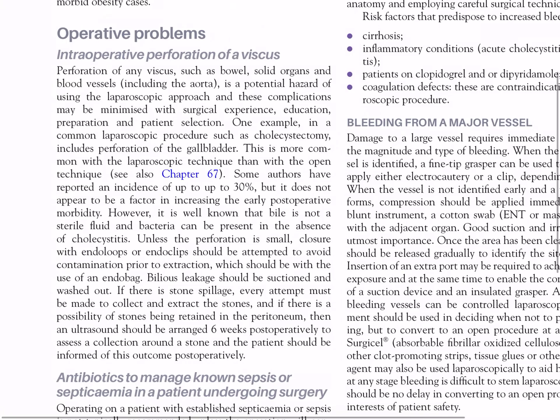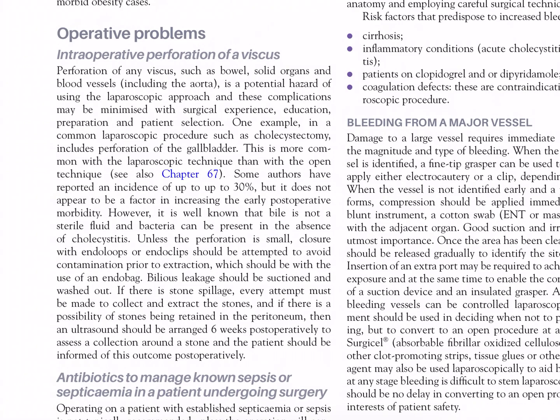Operative problems: intraoperative perforation of a viscus. Perforation of any viscus such as bowel, solid organs and blood vessels, including the aorta, is a potential hazard of using the laparoscopic approach, and these complications may be minimized with surgical experience, education, preparation and patient selection.